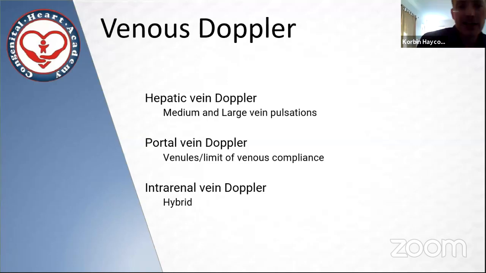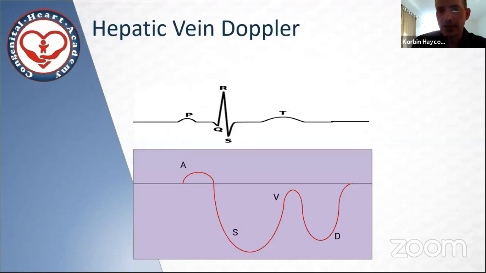return. And then portal vein Doppler is sort of the prototype for looking at the venules and when we've reached the limits of venous compliance in the systemic organs. There's other ones we can Doppler too, but this is the best studied, I believe. And then if we look at the intrarenal vein Doppler, it's sort of a hybrid, as I'll show you, between the hepatic and portal vein Doppler, or the sort of the right atrial signals we're getting versus the compliance.